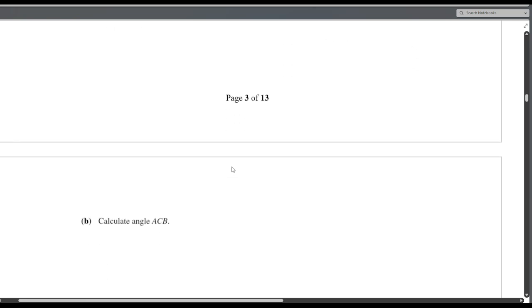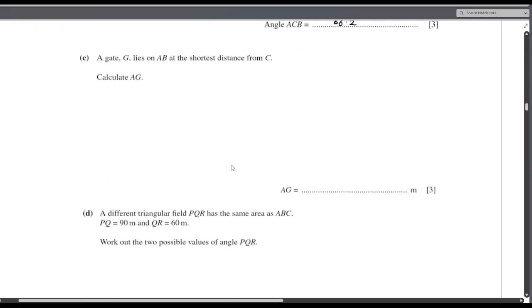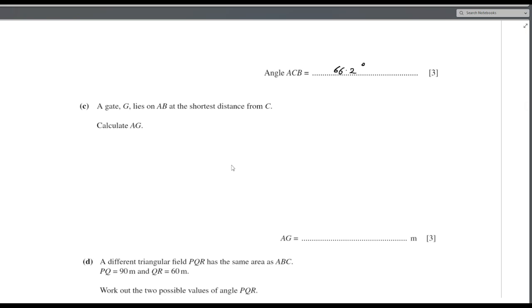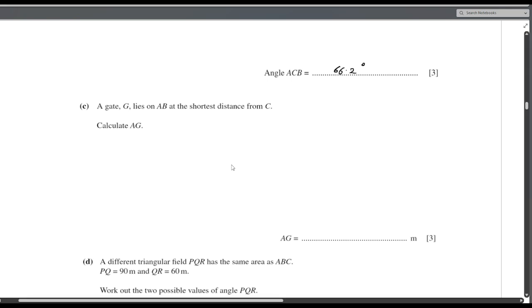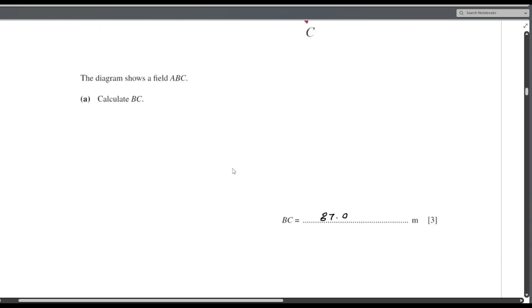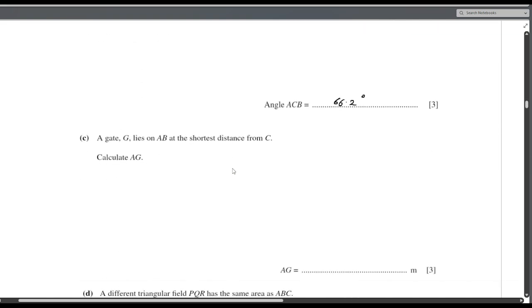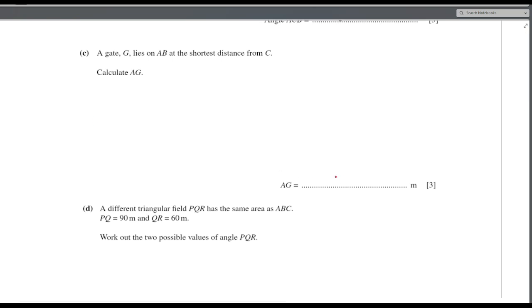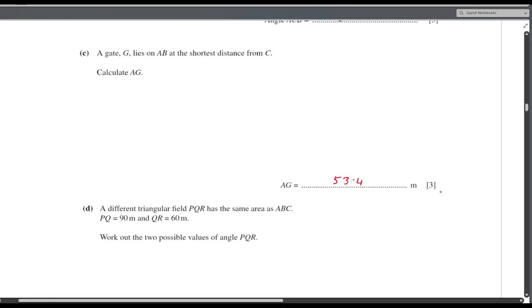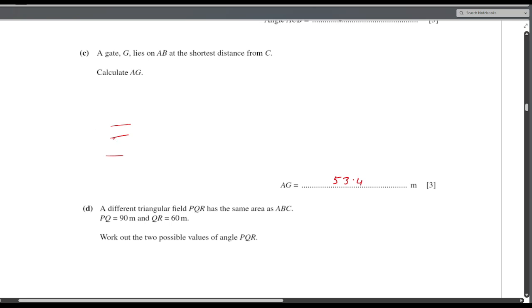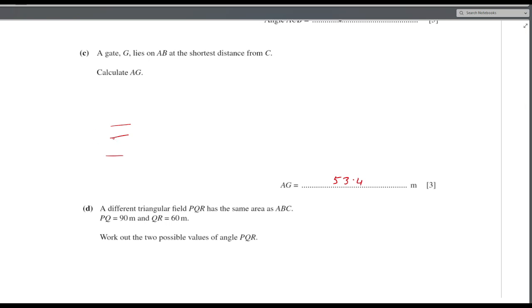Now again, here one concept that you understood is how to find out the shortest distance of a line from a point. And here we use the trigonometric ratio of sine. 53.4 meters is your answer. Now you have to do all the calculations in the space which is provided to you. Even though I'm doing it near the diagram, preferably you should use this space for doing the same thing.